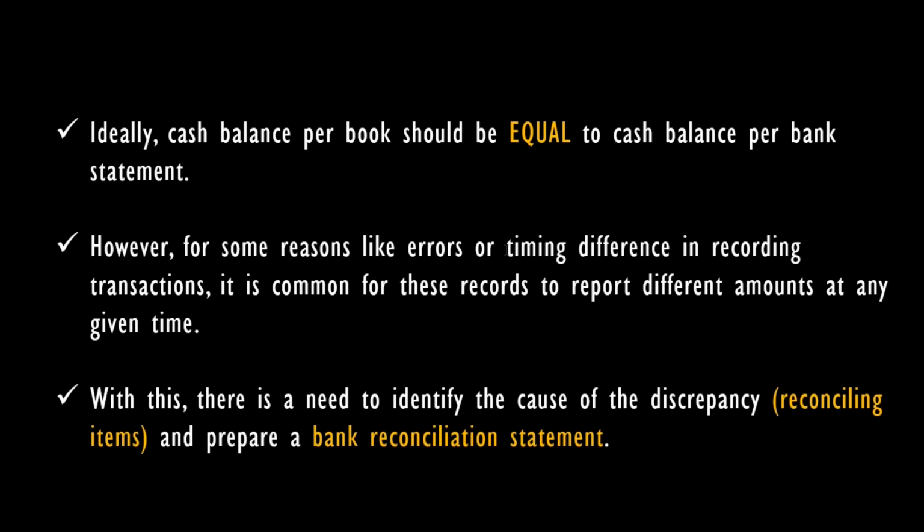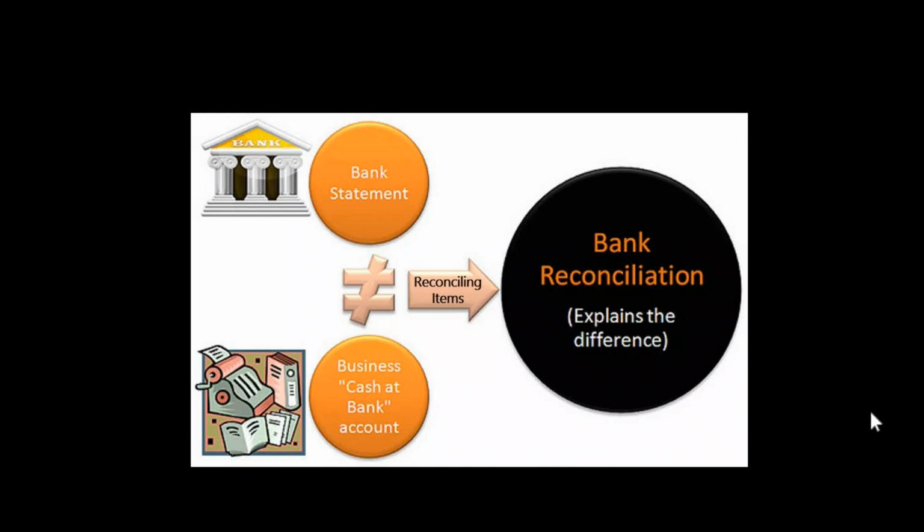Okay? So, for those reasons, now it is common for these records, meaning the cash in bank per ledger and the cash balance per bank statement, to report different amounts at any given time. So, with this, there is now a need to identify the cause of the discrepancy. Ang tawag natin sa cause of the discrepancy ay yung mga reconciling items, and prepare a bank reconciliation. Okay? So, just to have a glimpse of the bank reconciliation, parang ganito, diba?